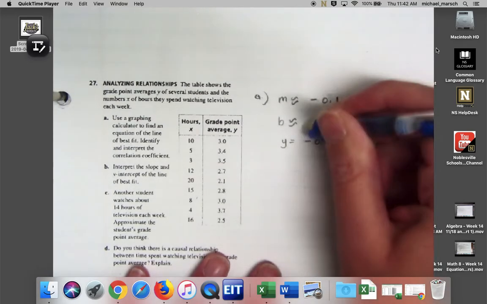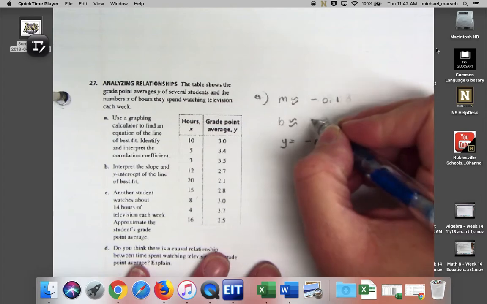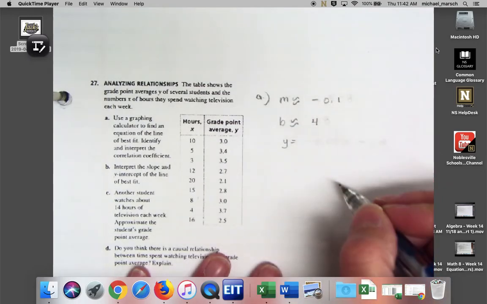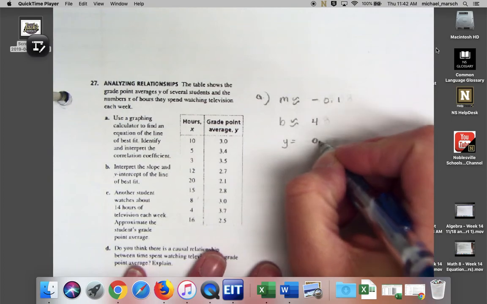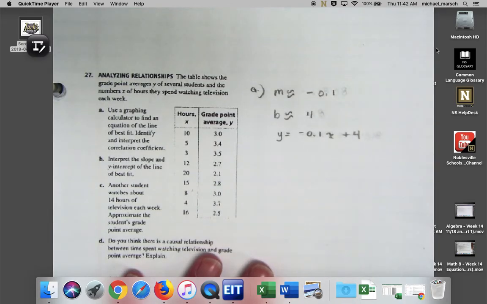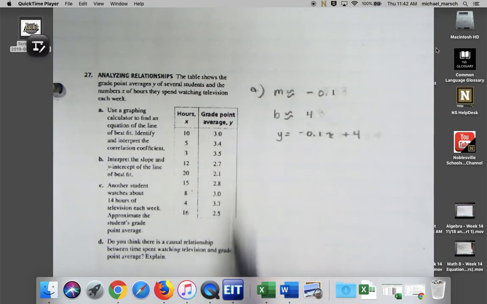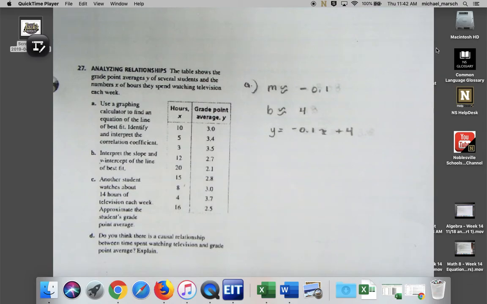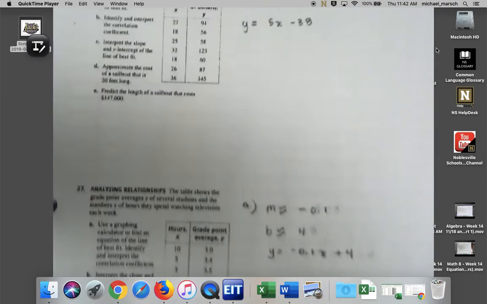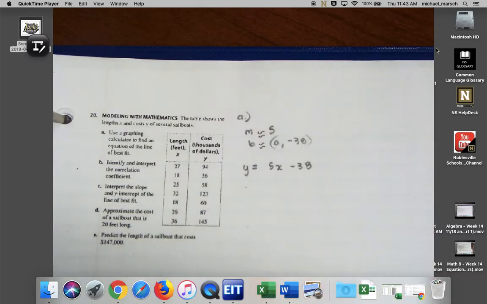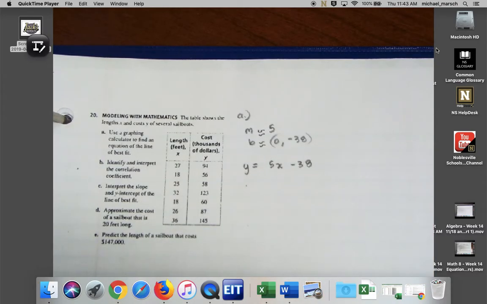Yep. I did that at first. So then my equation is slightly less chaotic. So we'll have negative 0.1x plus 4. And this was for how long you watch television compared to your grade point average. Why is the equal sign? Because we estimated it, right? So it's an estimation of our slopes. So I guess up here, I should also change these to estimations, right? Well, because they had the equation right.